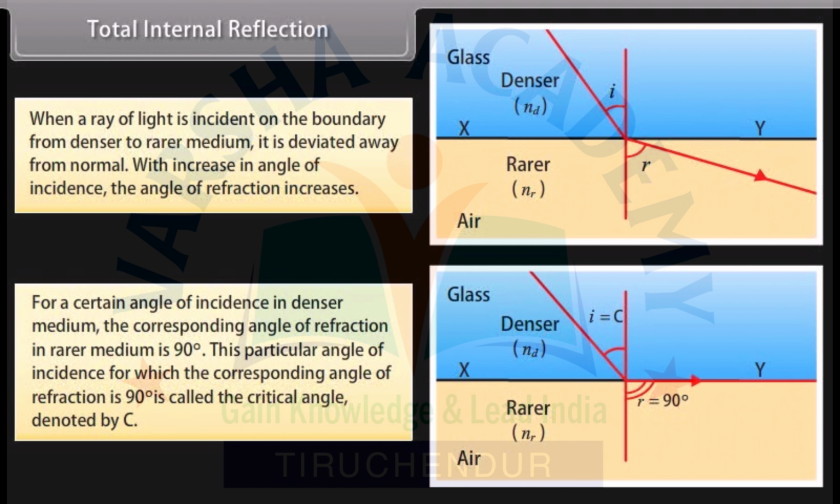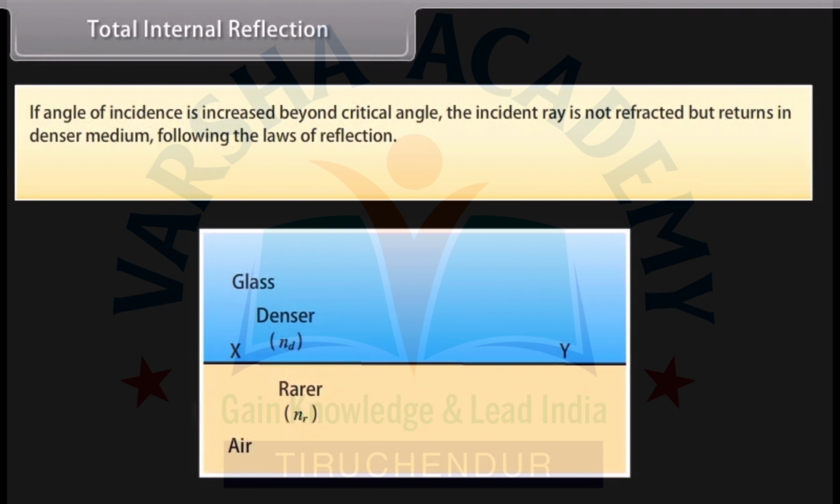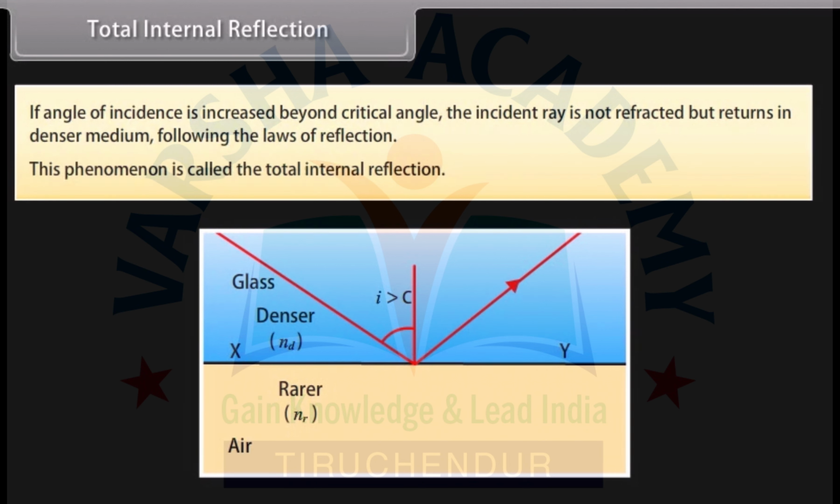This particular angle of incidence, for which the corresponding angle of refraction is 90 degrees, is called the critical angle, denoted by C. If the angle of incidence is increased beyond the critical angle, the incident ray is not refracted but returns in the denser medium following the laws of reflection. This phenomenon is called total internal reflection.